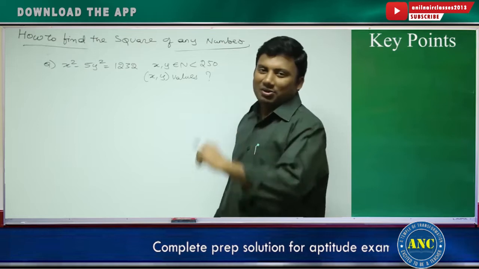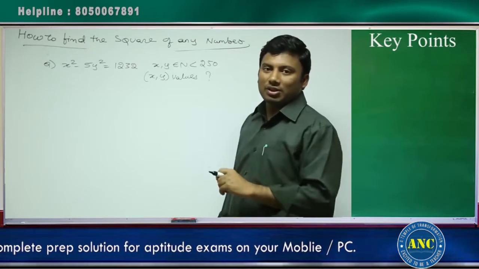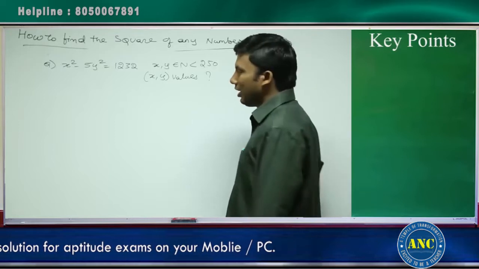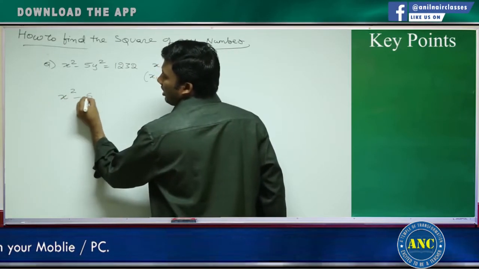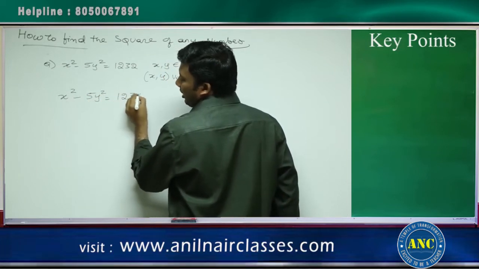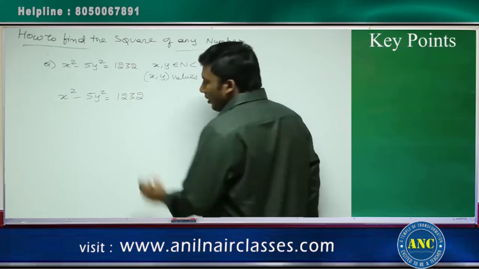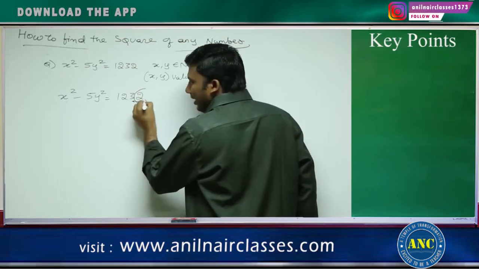Just by looking at the question, most of the students will have a fear of solving it because it's an algebraic question. Now, see Anil Nair's way of solving. x square minus 5y square is equivalent to 1232. Observe carefully. What is the unit digit on the right hand side? 2. The unit digit on the right hand side is 2.